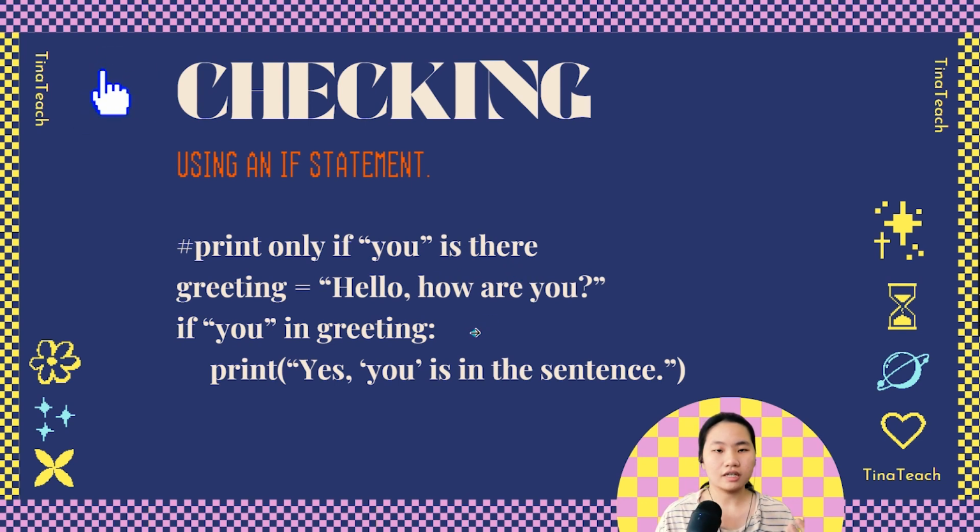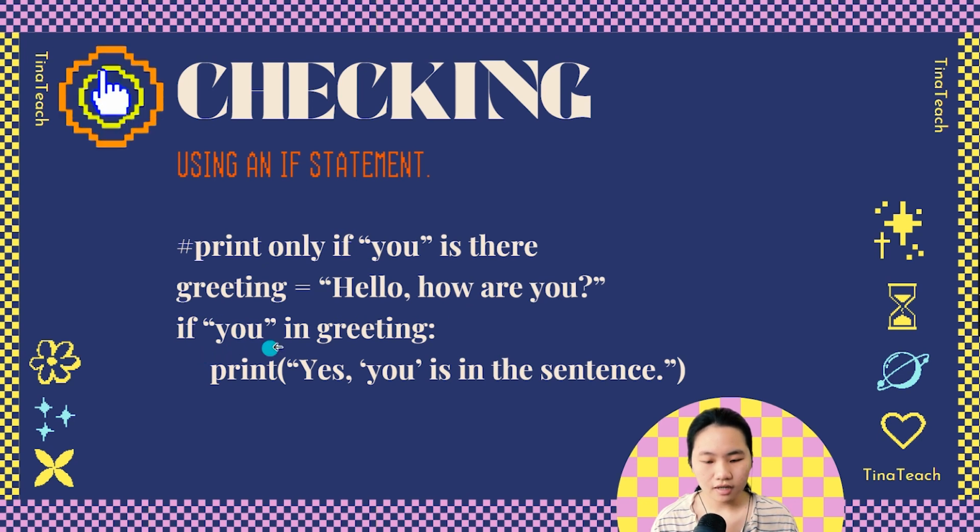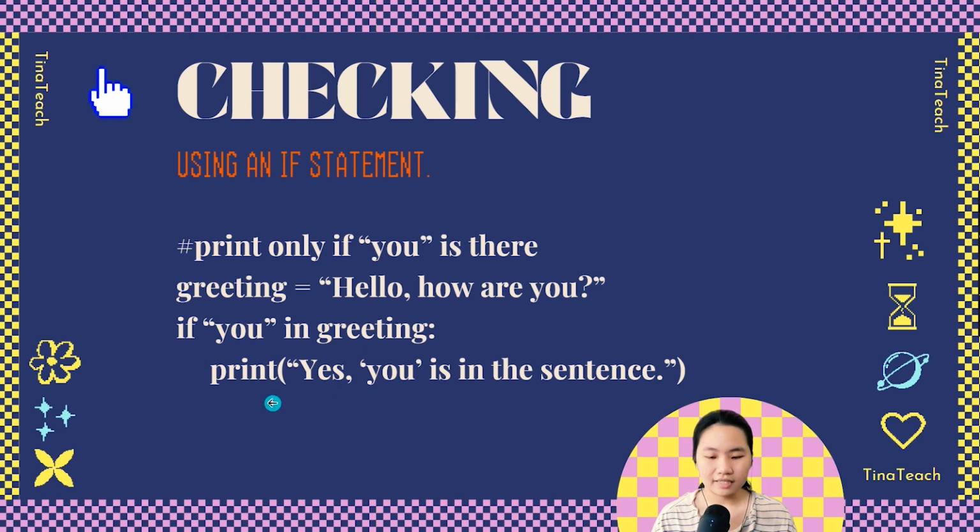So if always needs a condition to do something, and our condition is to have the Boolean value of true. If 'you' is in greeting and it returns the Boolean value of true, then if would move on to print this string right here. But if it is a false, it would not do anything. It would just stop, just exit, right? So greeting, hello, how are you? If 'you' in the variable greeting, print 'yes, you is in the sentence'. Okay, now let's move on to the next part.